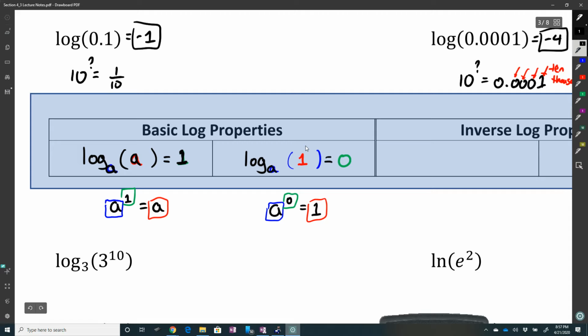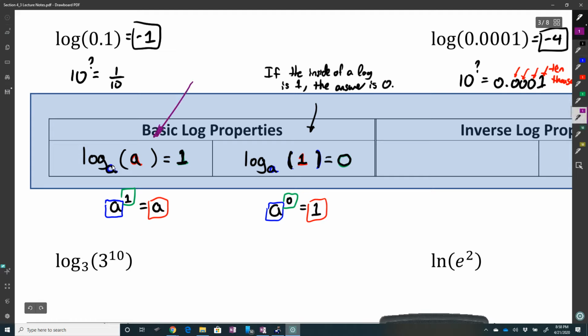And these are just some basic logs that you do encounter a lot, and you should know. So again, this one, if the inside of a log is 1, the answer is 0. Just right off the bat. Okay? What this one tells me is if the inside is the same as the base, the answer is 1.